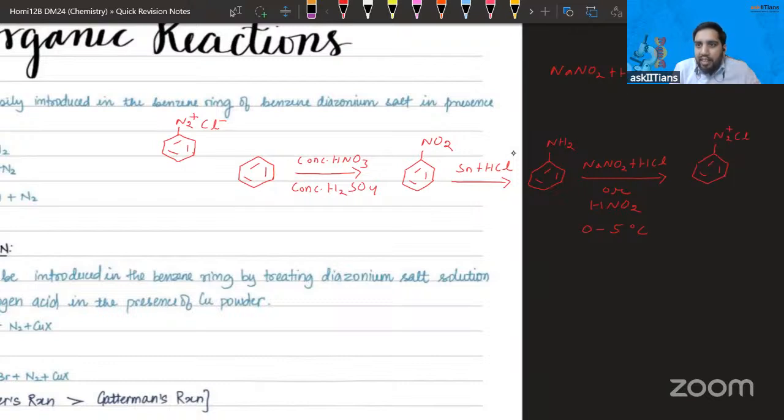Now, why have I started this reaction from benzene? Because it is important for you to know how to produce diazonium salt with the help of benzene. This is going to help you in the conversions.